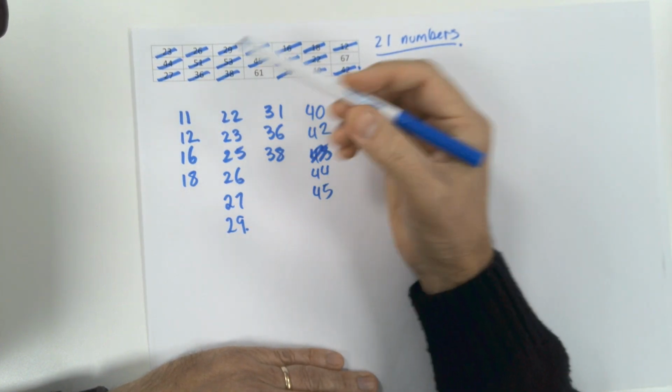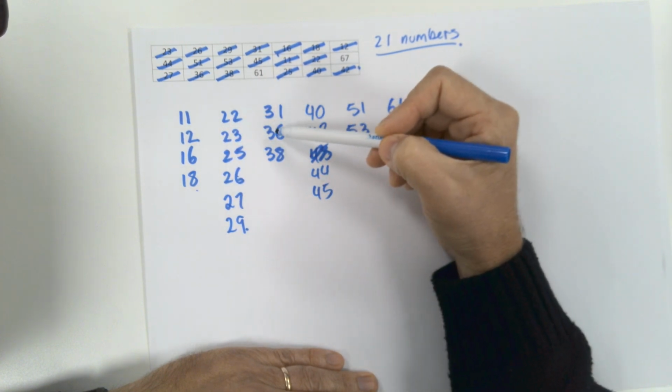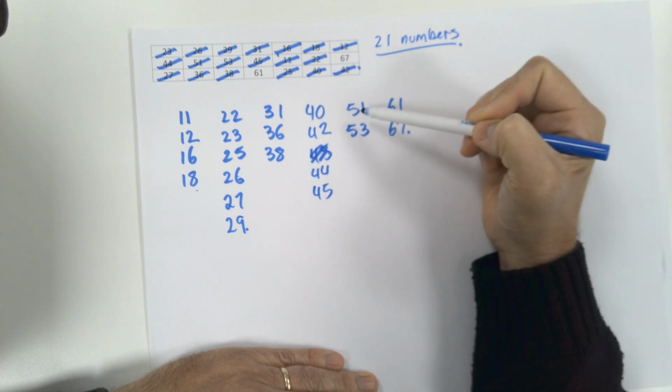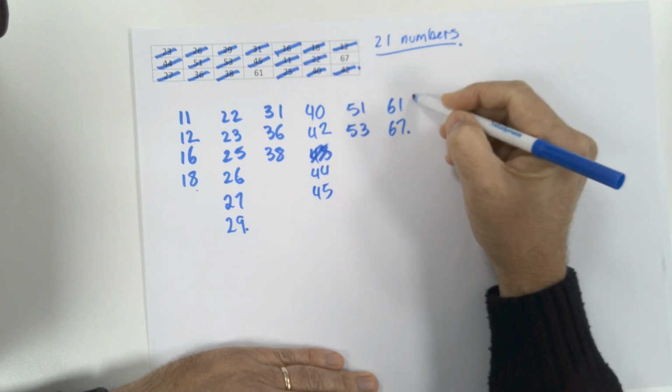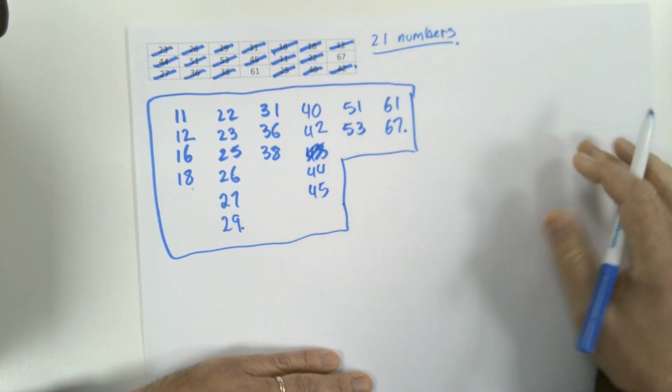All right, let's just check. I should have 21. 1, 2, 3, 4, 5, 6, 7, 8, 9, 10, 11, 12, 13, 14, 15, 16, 17, 18, 19, 20, 21. Cool. All right, so I've got all the numbers. Now, that's all in order.